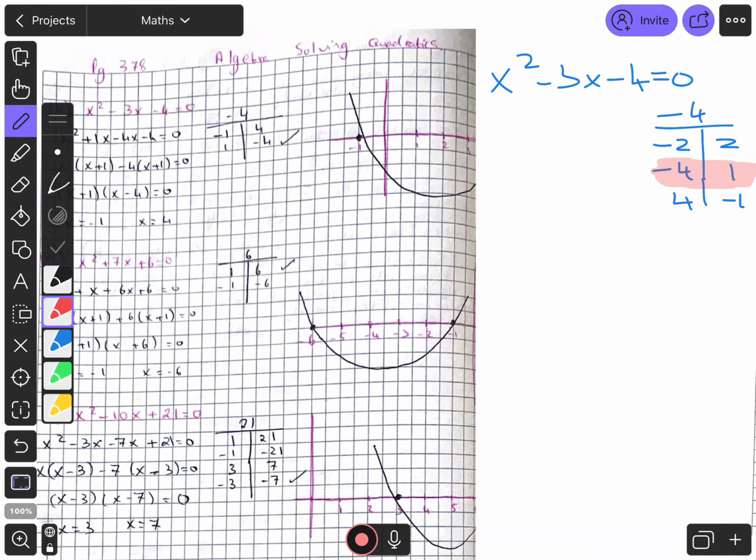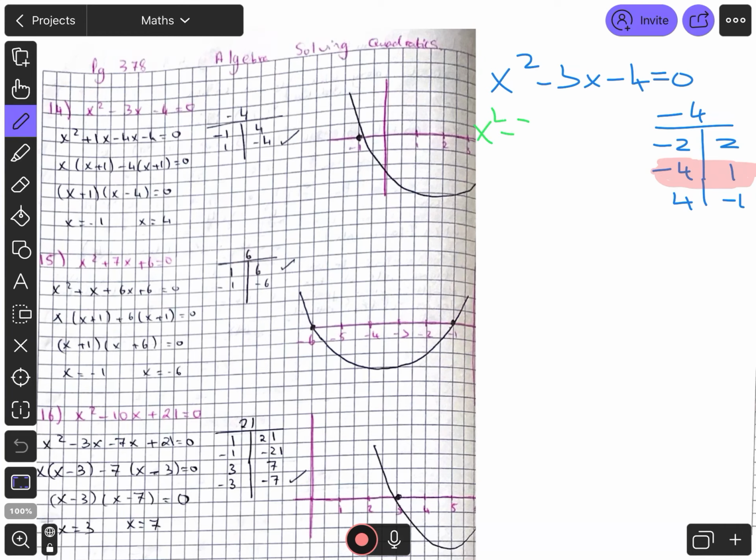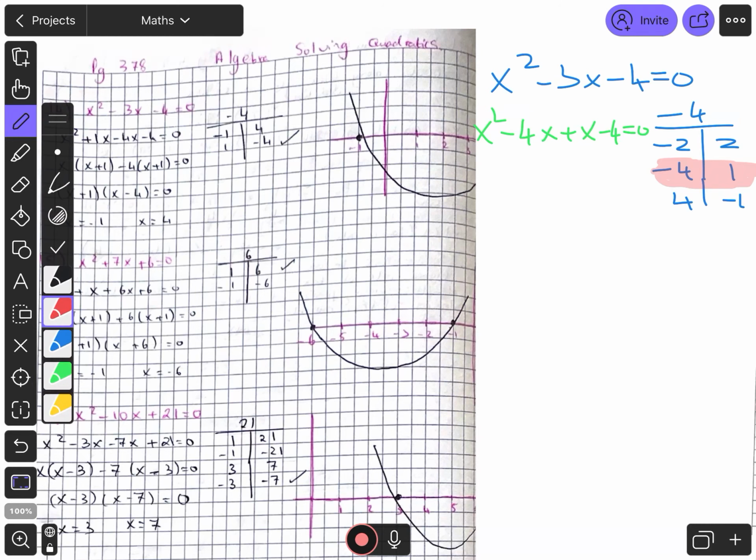And what I'm going to do now is rewrite out my sum. When I rewrite it, I'm going to have x squared minus 4x plus 1x minus 4, and then equals 0. What I'm now going to do is split my sum in two, and take out what's common from the first two. What's common in the first two is x. So I'm going to take x out, and I'm left with x minus 4.